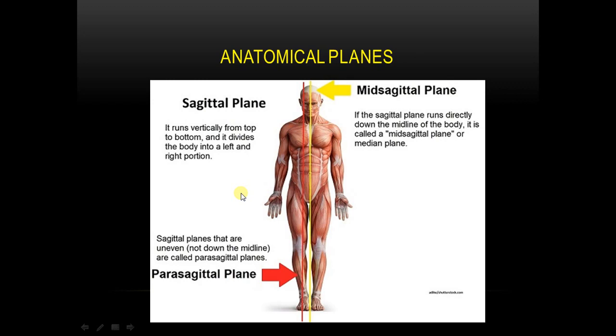Now the first and foremost, what you see here is the sagittal plane. The sagittal plane is a vertical plane which runs from top to bottom, and when it runs in the exact middle or midline of the body it is called the mid-sagittal plane. So a mid-sagittal plane runs directly down the midline of the body and it divides your body into two equal halves. Okay, so naturally we humans exhibit a bilateral symmetry.